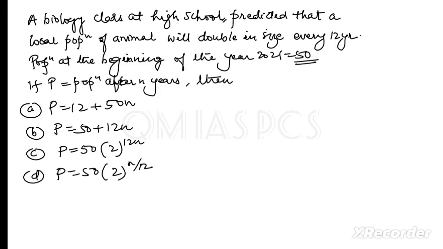This question is from UPSC, I guess 2021. Okay, UPSC 2021. So the question was simple, but we have to understand it. A biology class at high school predicted that a local population of an animal will double in size every 12 years. Okay, so it was the COVID period, so I think this type of question was given. That's why I was saying we have to understand how to apply CI and SI. Okay, so every 12 years the size will double. The population at the beginning of the year 2021 was 50 animals.